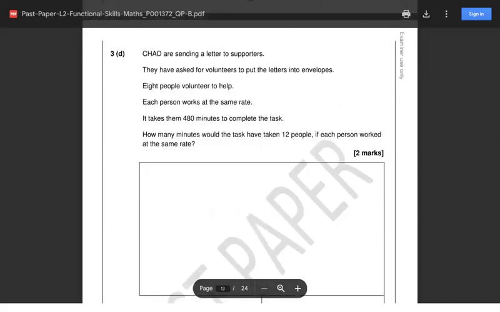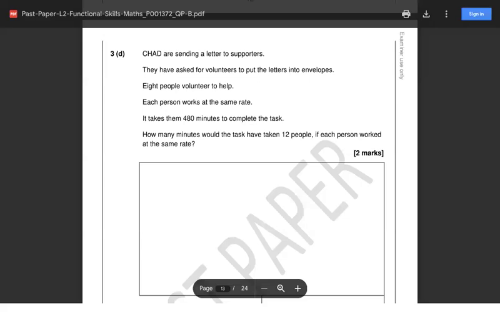So Chad is sending a letter to supporters. They have asked for volunteers to put letters into envelopes. So 8 people volunteer to help. Each person works at the same rate, and it takes them 480 minutes to complete the task. So how many minutes will the task take 12 people, if each person works at the same rate?